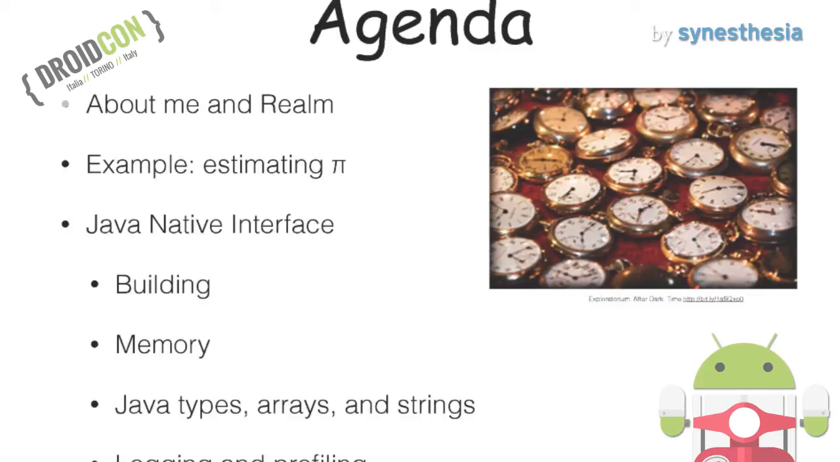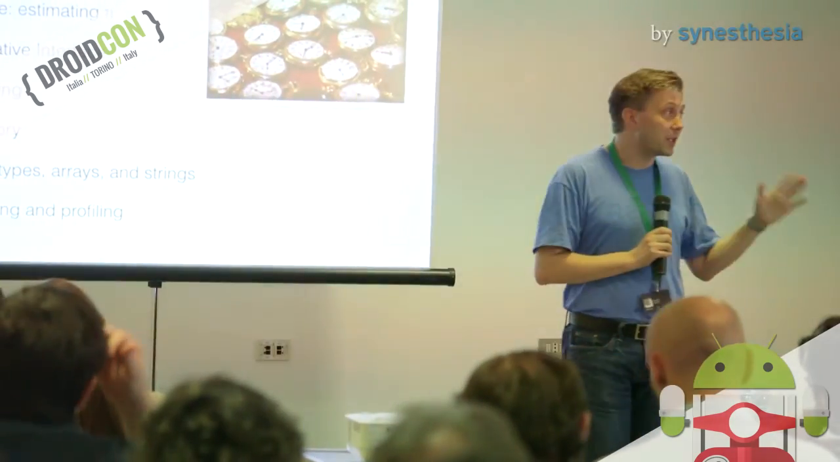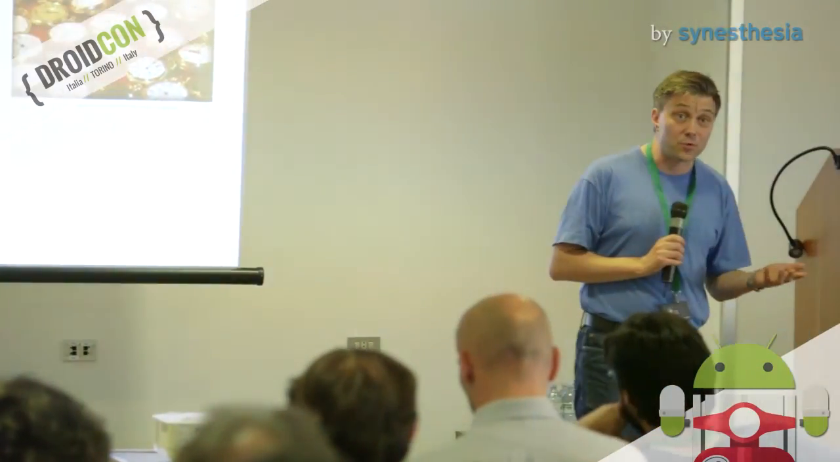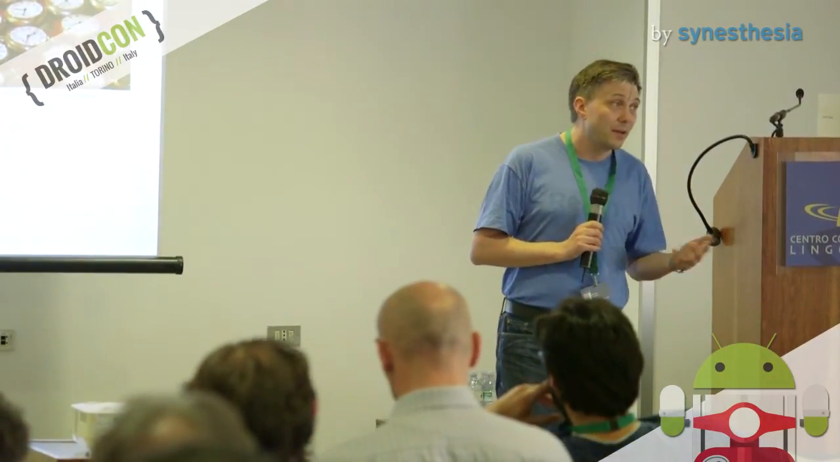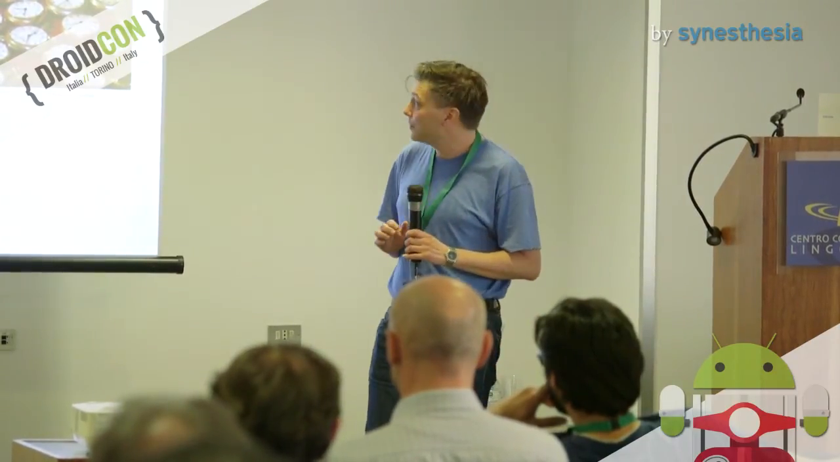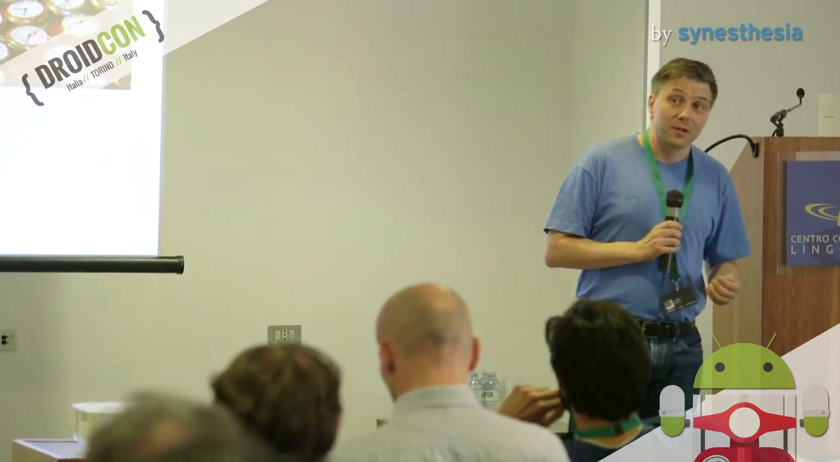I'll tell you a little bit about me in a second and about the company I work for. Then I will do a simple example, and it's on GitHub, so you can look up the source code if you want to try it. It is how you estimate pi using a Monte Carlo technique, which is used a lot in statistical mechanics. Then I will go through how you use the Java native interface and some of the things that are specific for Android.